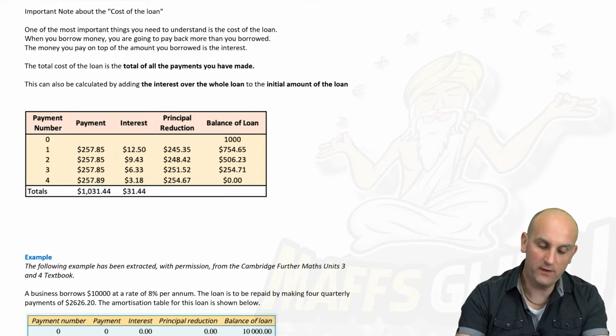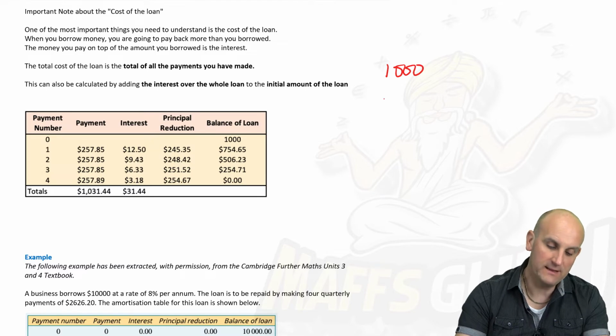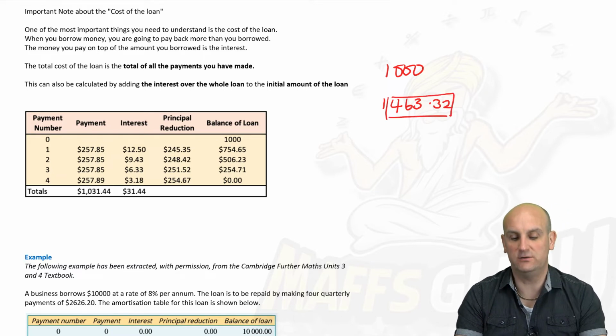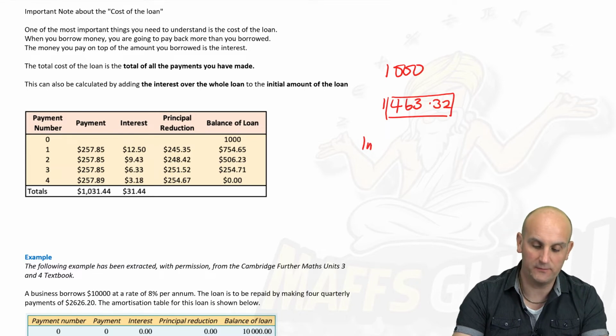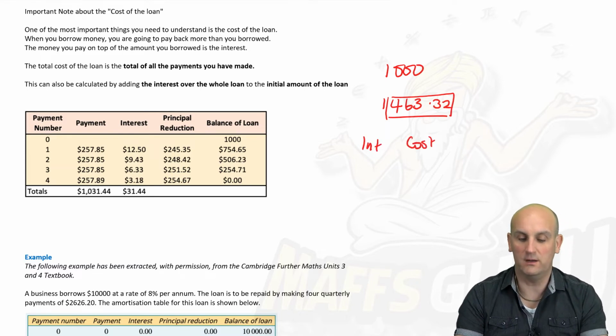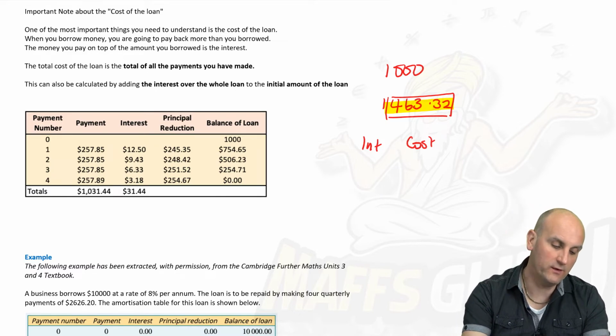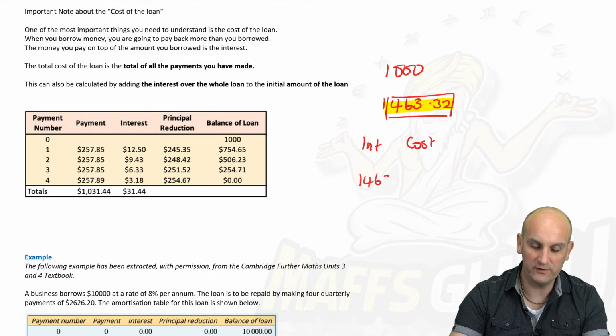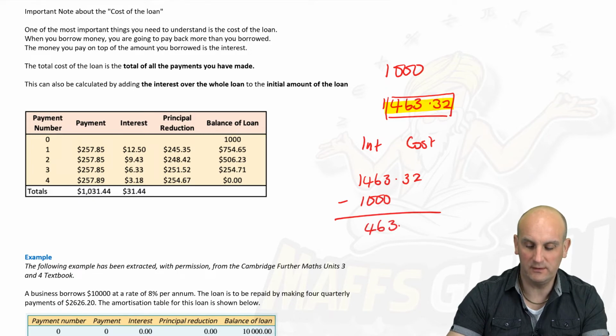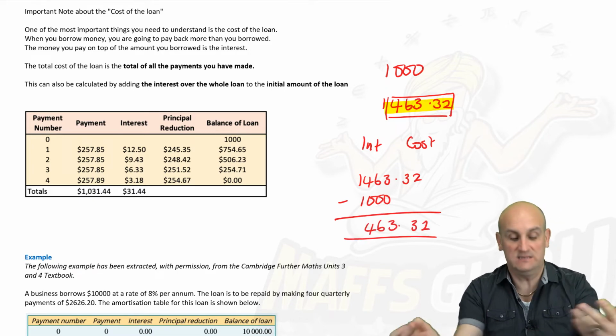So for example, if I borrow $1,000 and I pay back $1,463.32, this $463.32 is my interest, but it is also the cost of my loan. This figure here, $463.32, is how much the bank has charged me for loaning me that $1,000. Okay, so how do I find my interest? Again, I do $1,463.32 minus $1,000, which gives me $463.32. That's literally how you do it.